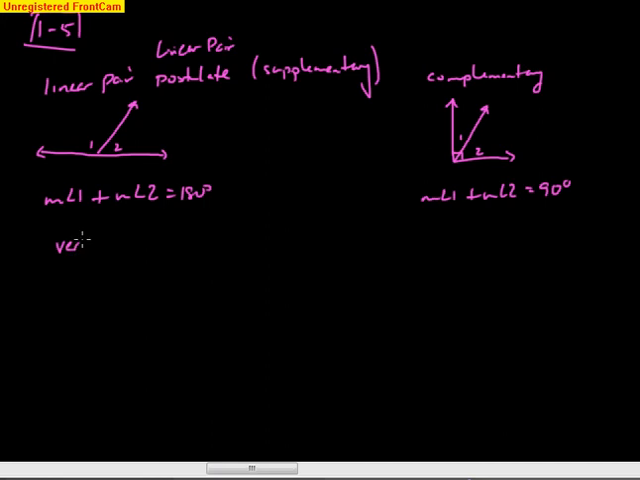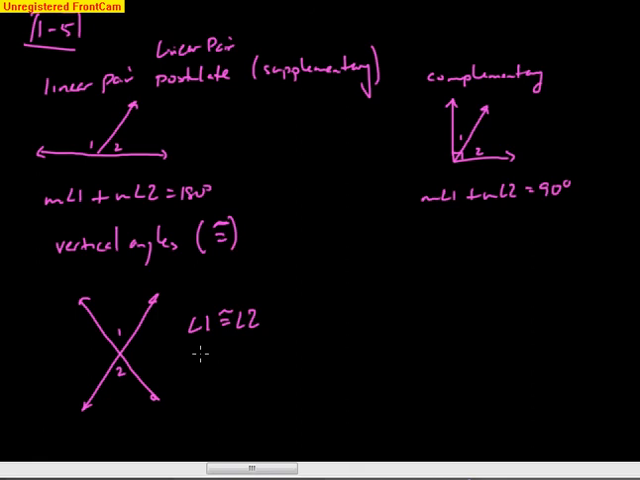Vertical angles are also very important. Vertical angle sides form opposite rays. So opposite rays form lines. So typically we just draw two intersecting lines. Call this angle 1, call that angle 2. Those two angles are vertical angles. And later on we'll learn that the vertical angles are congruent. So angle 1 is actually congruent to angle 2.